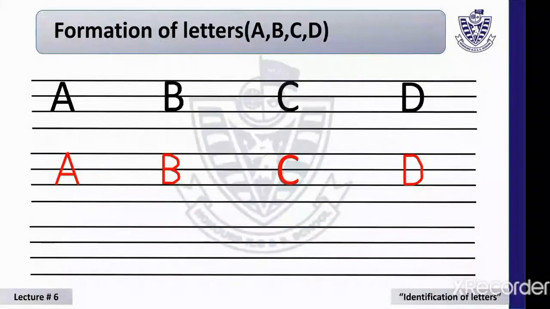Write again. Make a slanting line, again slanting line and sleeping line. It will become A. Straight line, half circle, again half circle. It will become B. Straight line and half circle. It will become D.